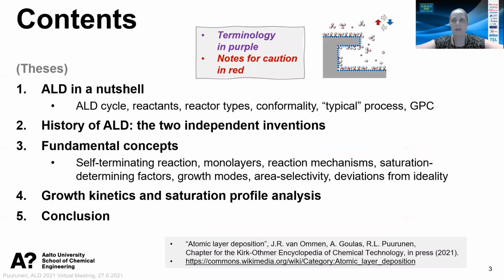This tutorial will first present ALD in a nutshell. We'll talk a little bit more about the history of ALD and the two independent inventions, some more fundamental concepts, a separate section about growth kinetics and saturation profile analysis, and a conclusion. I have some terminology notes in purple and notes for caution in red for concepts where there are different views in the field, for example, or where the terminology is developing. This tutorial is largely based on a chapter we've been co-authoring with Ruud van Ommen and Aris Kulas for Kirk-Othmer Encyclopedia of Chemical Technology.